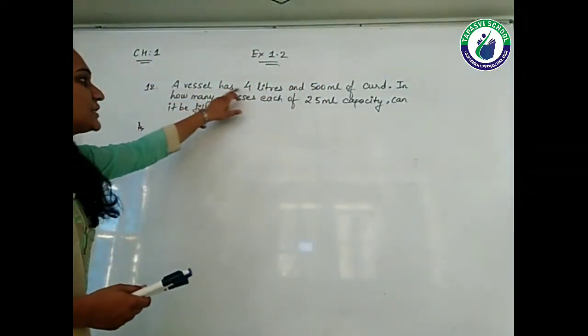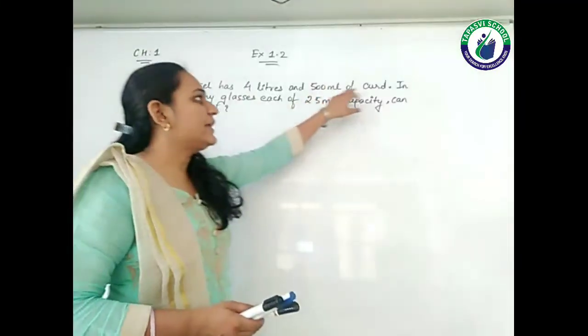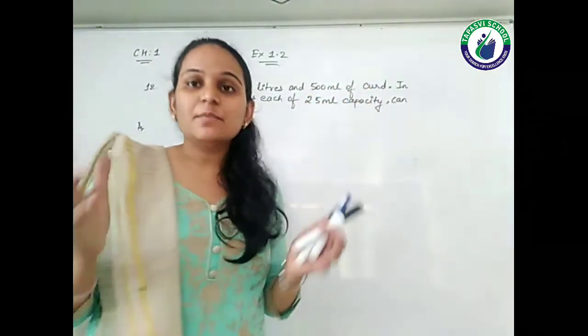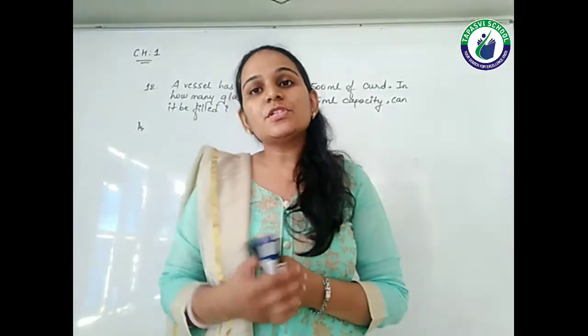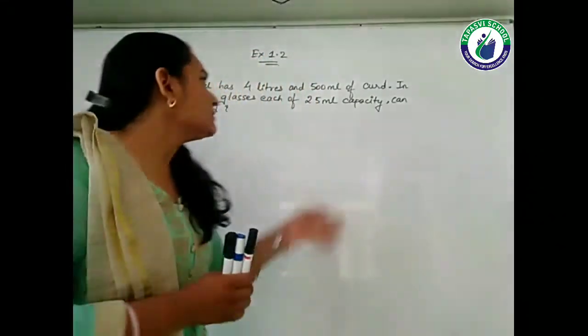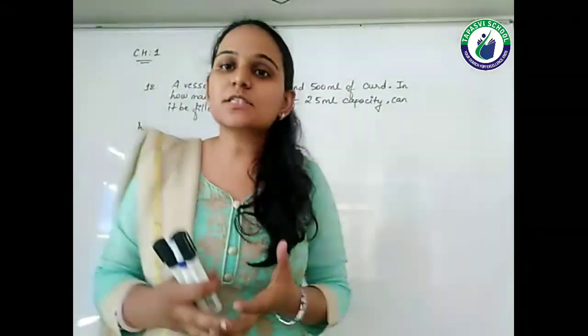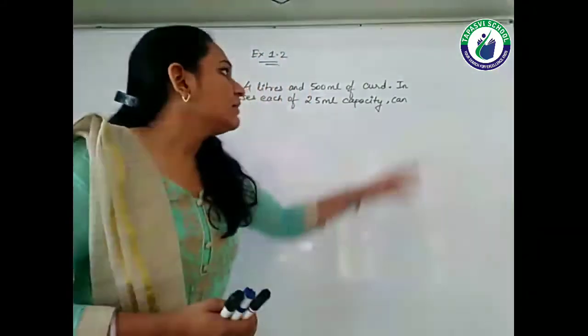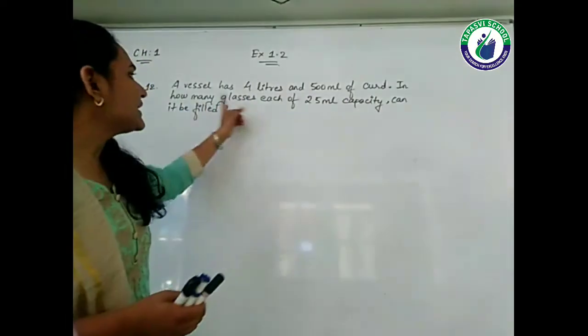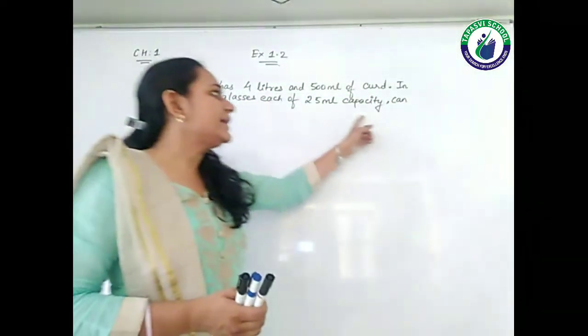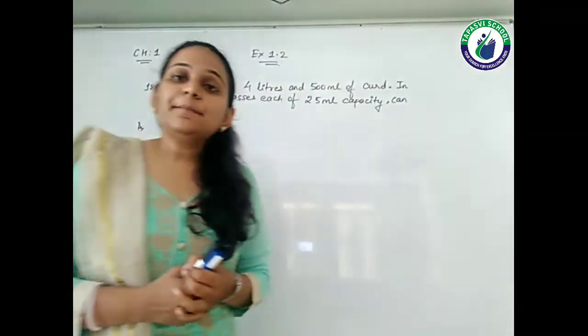Okay, students, now let's see the last question of this particular exercise, right? A vessel has 4 liters and 500 ml of curd. That means a big container is there which is having the curd. That is how much curd is there? 4 liter and 500 ml of curd. Curd, which we call dahi in Hindi, right? In how many glasses each of 25 ml capacity can it be filled?